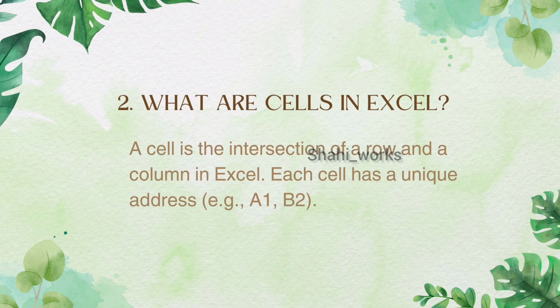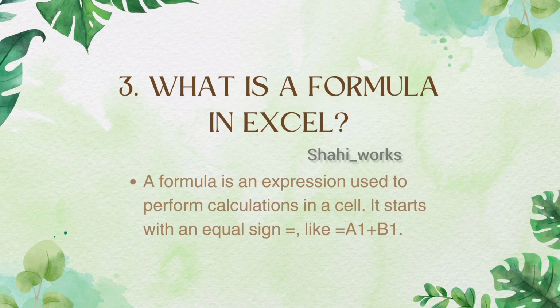What are cells in Excel? Cells are the rectangle shapes that we can see in each sheet; multiple cells will be there. A cell is an intersection of a row and a column in Excel. Also, each cell has its unique address. With the cell name, if you tap on your cell, you can get its address in the formula bar.